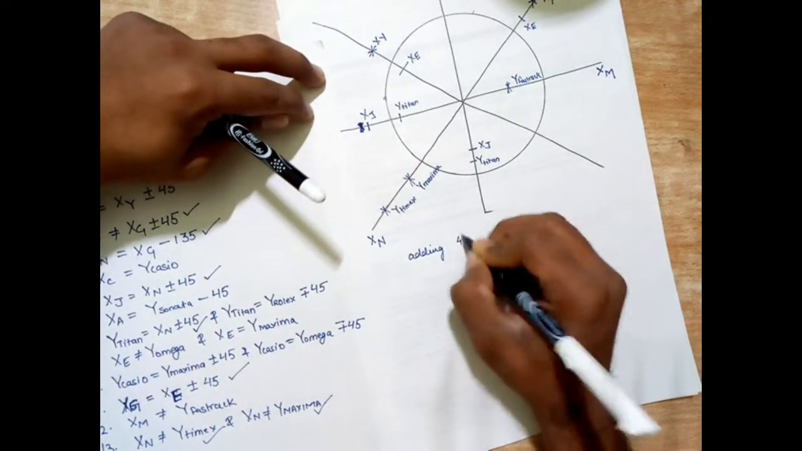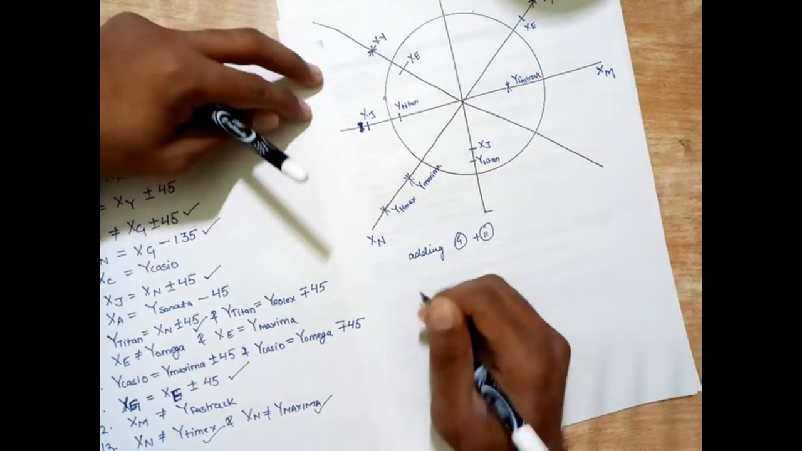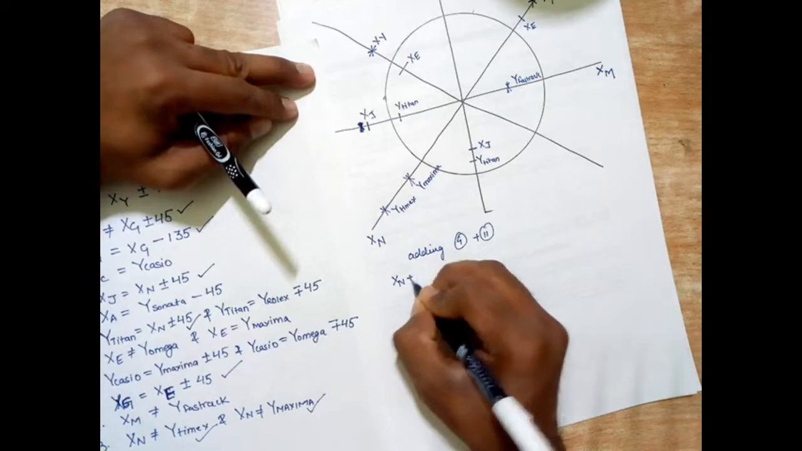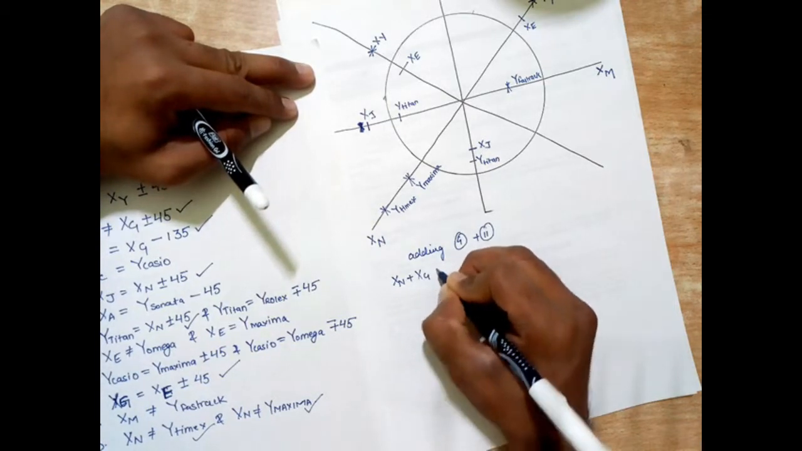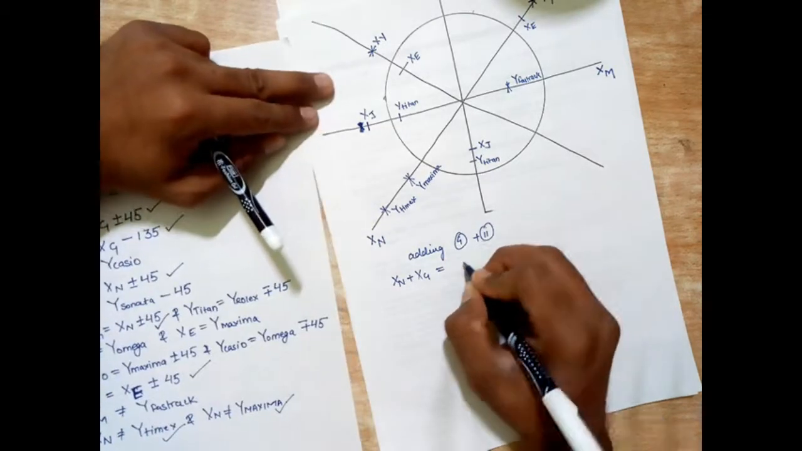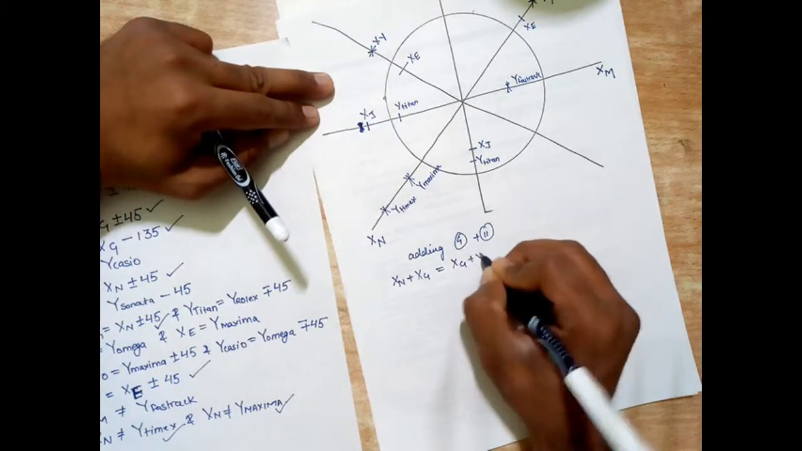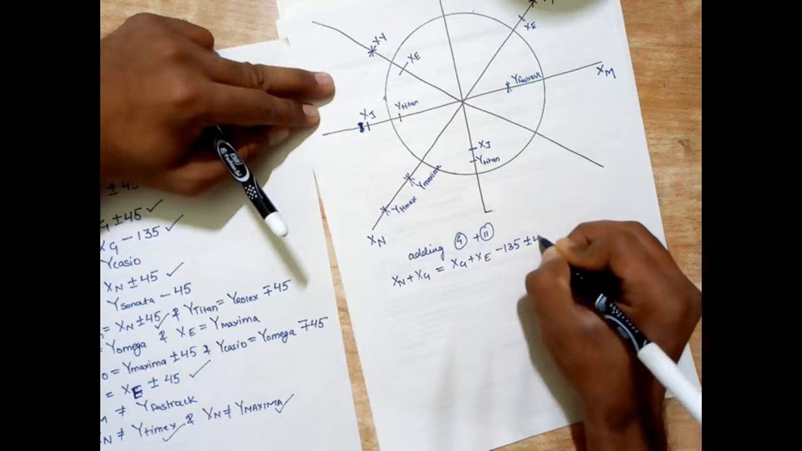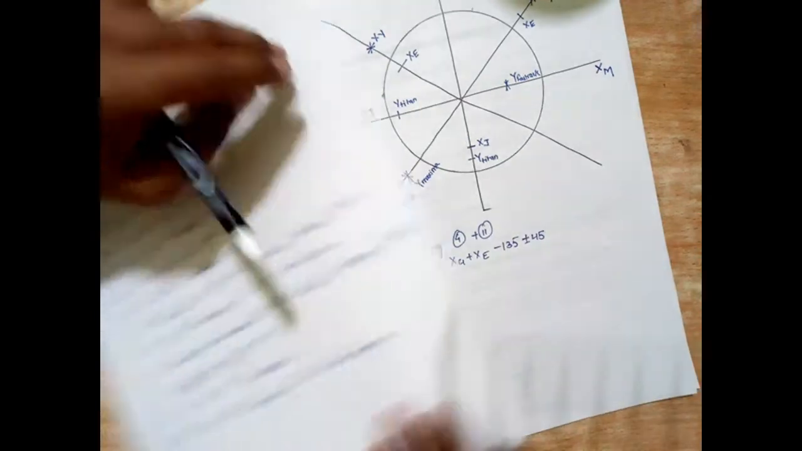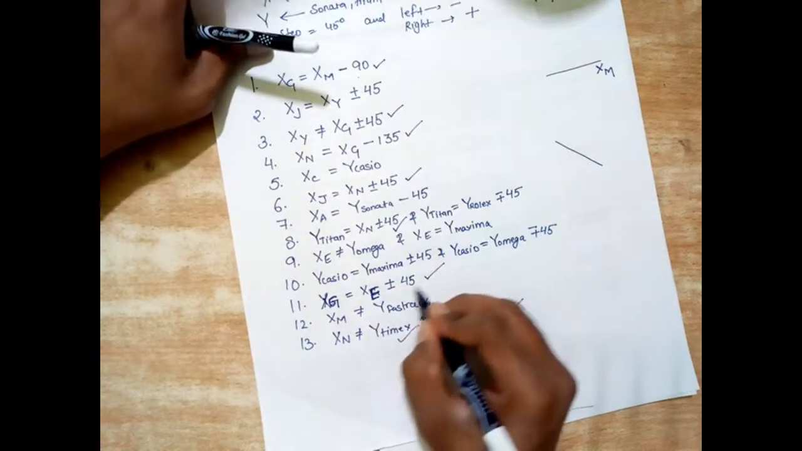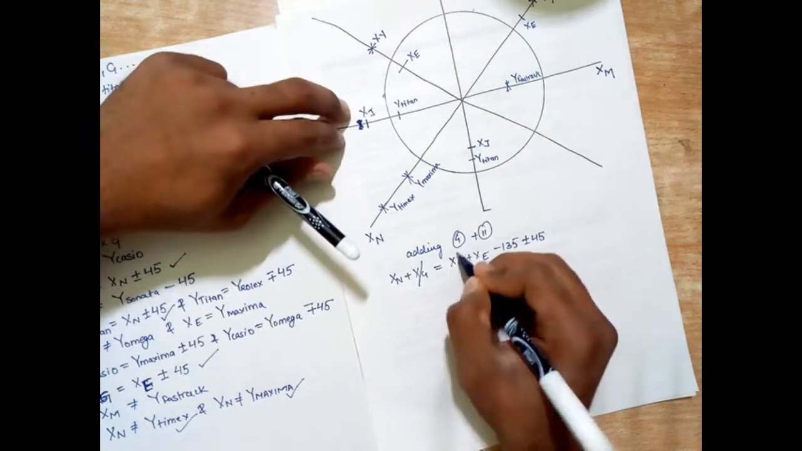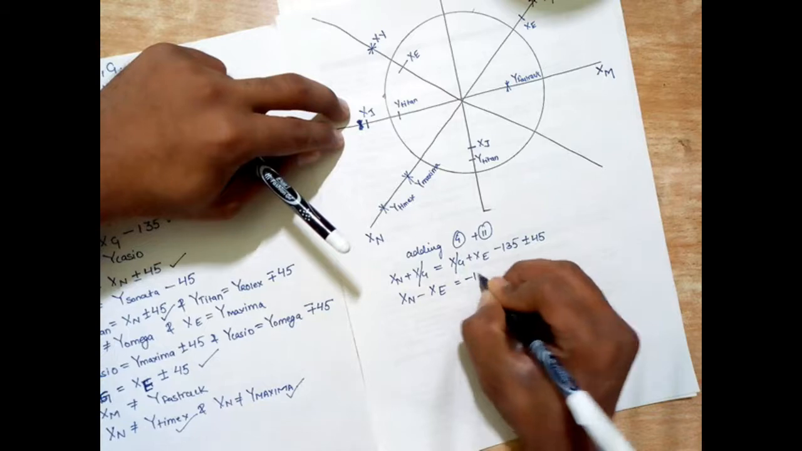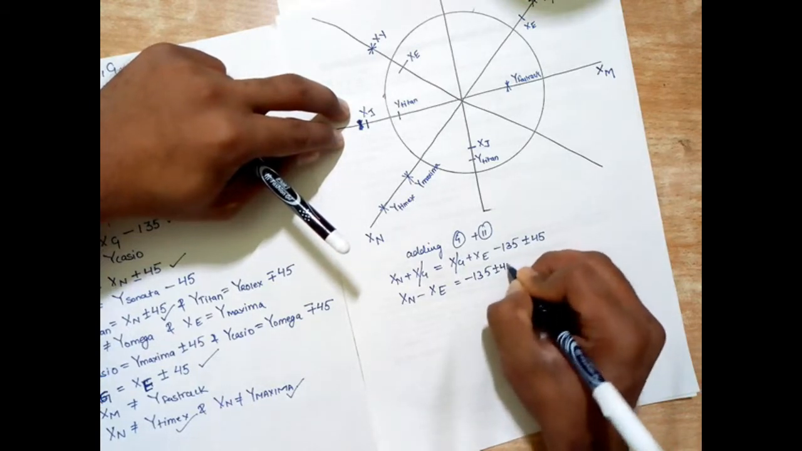Adding equation 4 and 11. I'm directly writing the answer. Xn plus xg is equal to xg plus xe minus 135 plus minus 45. Okay, so I'm directly putting this plus minus 45 to here. Xg is cancelled by xg. Xn minus xc is minus 135 plus minus 45.